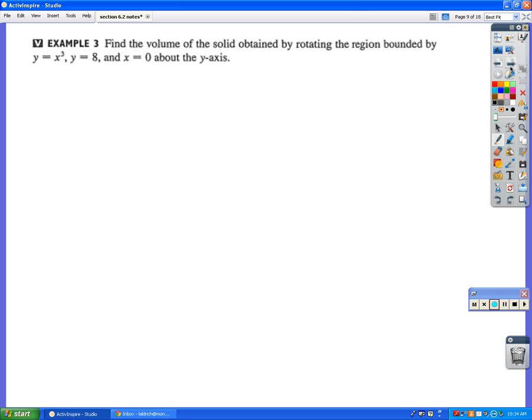So let's do another example, shall we? Around the y-axis? Oh boy, are we already going around the y-axis? Okay, that's fine. Is it the exact same thing? Yep, same.